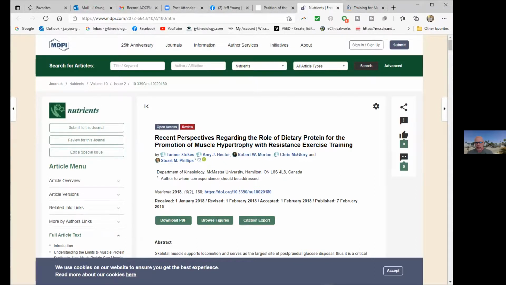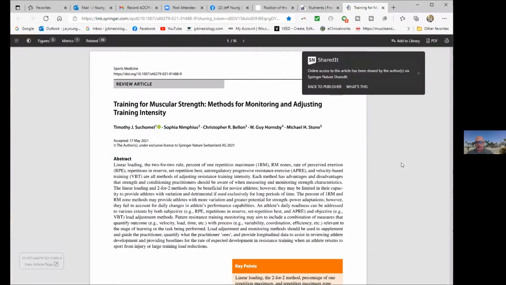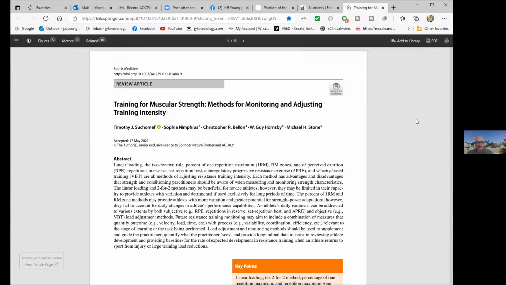Which now leads to the last question. Can patients use a different scale than rate of perceived exertion to pick their weights? Can you go off a percentage of 1 rep max instead? So interestingly, and this goes to my next article to show, I don't know why this thing is coming up here. This literally just came out a month ago.